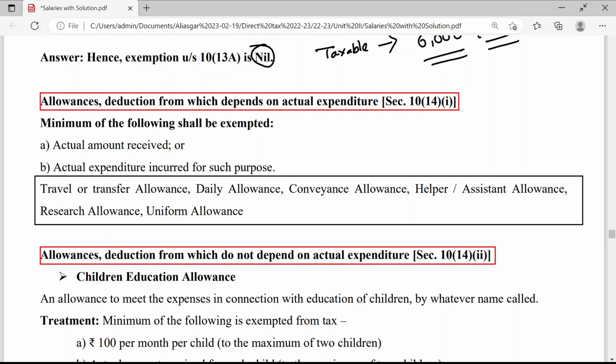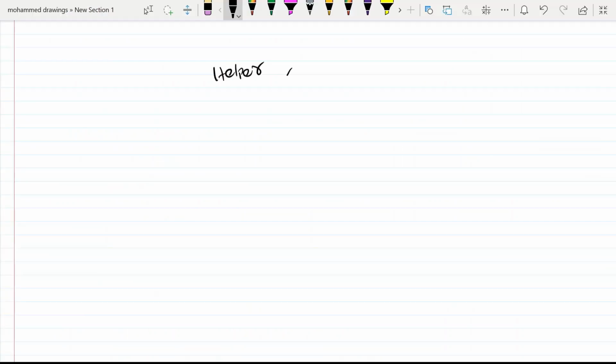So all these allowances you can remember by one shortcut: TCHRU. T means travel allowance, transfer allowance. C means conveyance allowance, H means helper allowance, R means research allowance, U means uniform allowance. So you can remember by this acronym TCHRU, and all this exemption depends on how much you spend.